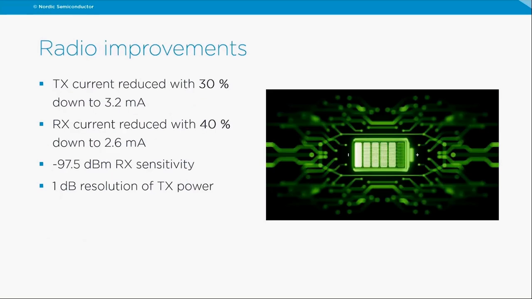So if we compare the 5340 with the nRF52840, our largest device in the 52 family, the TX current is actually reduced by 30%, down to 3.2 milliamps. And if you look at the RX current, that is reduced by 40%, down to 2.6 milliamps. And we have a receiver sensitivity of minus 97.5 dBm. And this is actually 2.5 dB better sensitivity than the 52840. And this means that you get 2.5 dB better sensitivity for 40% less current in receive. And this is very impressive.